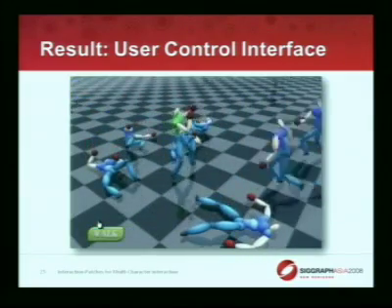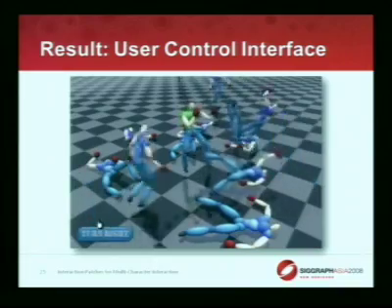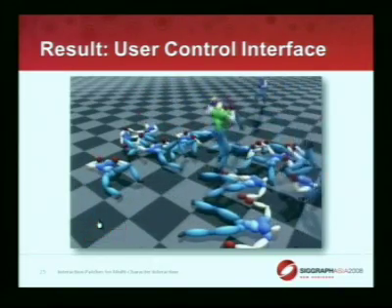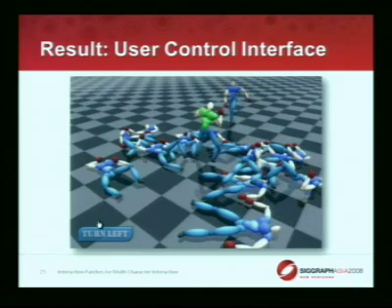So you can see that the green character actually does the same actions, but now we have a lot of background characters for him to hit. And you can see the background characters fall into each other as well.